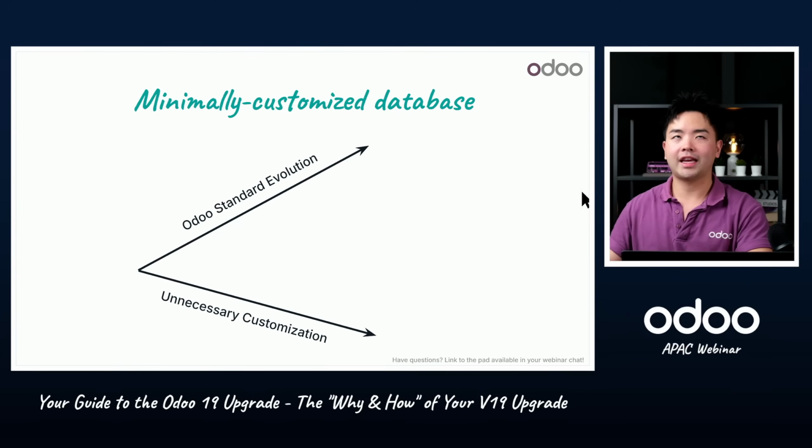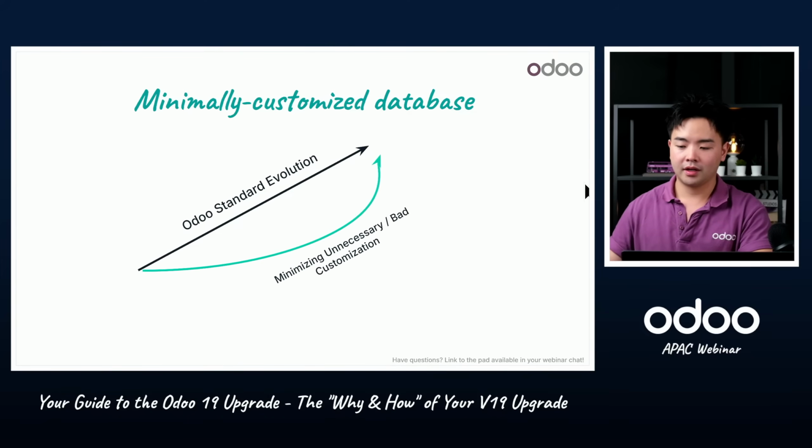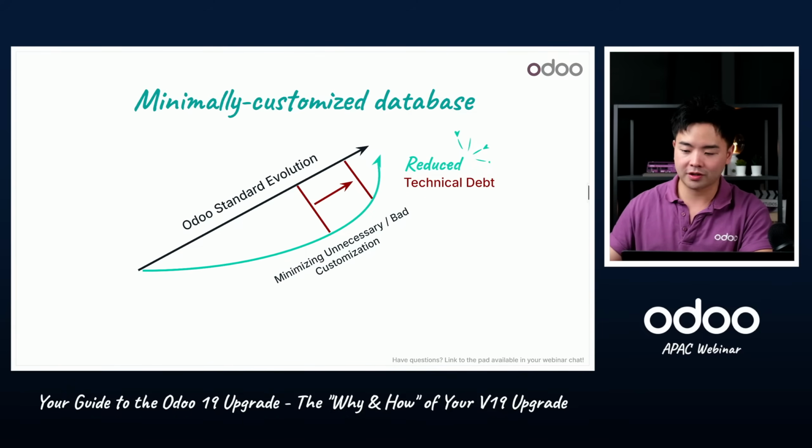So what about a minimally customized database? So here we have the same picture as before, but now our goal is to reduce the customization, and it looks like this. As you can see, when you minimize the unnecessary and bad customizations, it brings the database much closer to Odoo standard. Generally, this is one of our core concepts, and the impact on technical debt? Well, it's reduced.